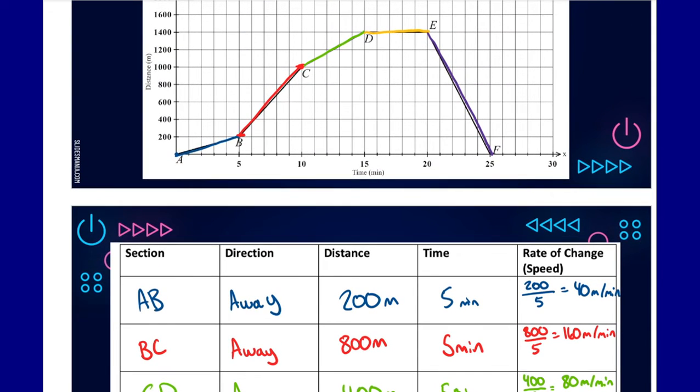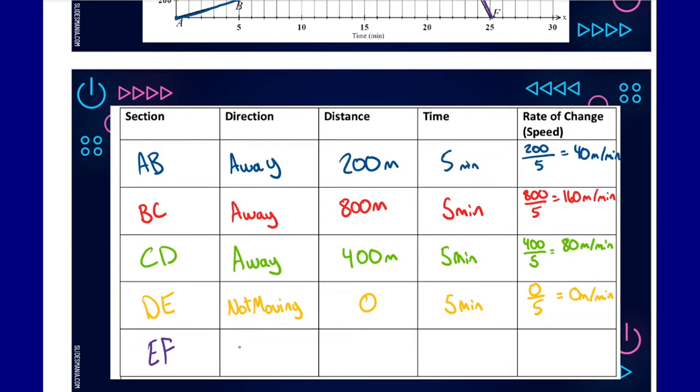So EF, we are going from 1,400 to 0. So in this case, he's moving towards. The line is coming down or it's decreasing. So he's moving towards home. The distance traveled is 1,400 meters. And the time is 5 minutes.